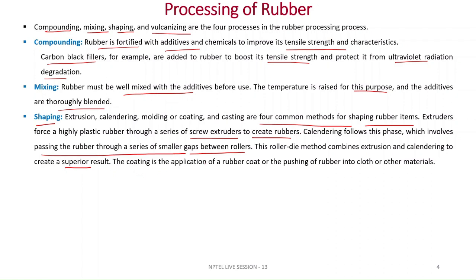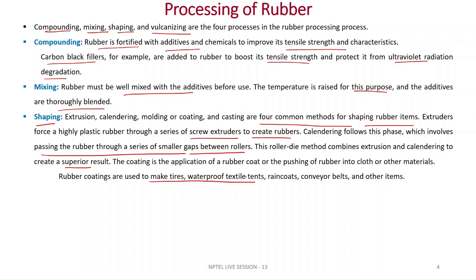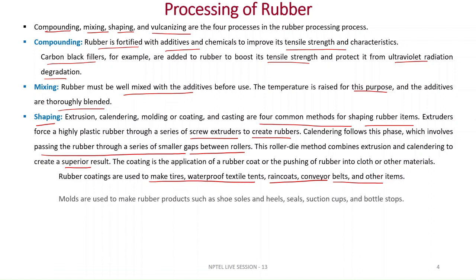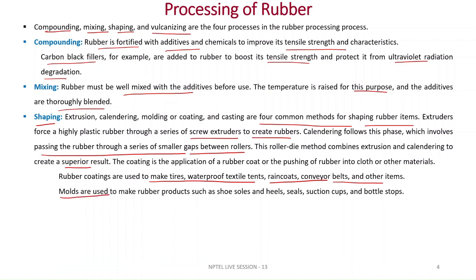Coating is the application of a rubber coat, or the pushing of rubber into cloth or other material. Rubber coatings are used to make tires, waterproof textile tents, raincoats, conveyor belts and other items. Molds are used to make rubber products such as shoe soles, heel seals, suction cups and bottle stops. The last method is vulcanization, which is important. We will focus on it more in the upcoming slide.